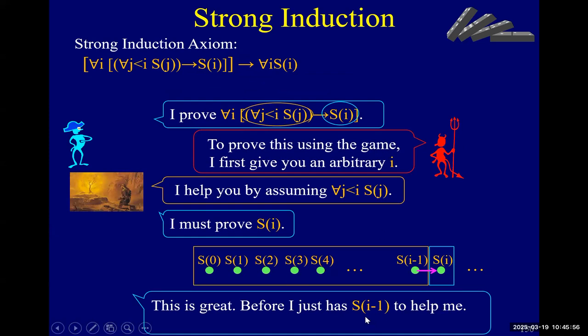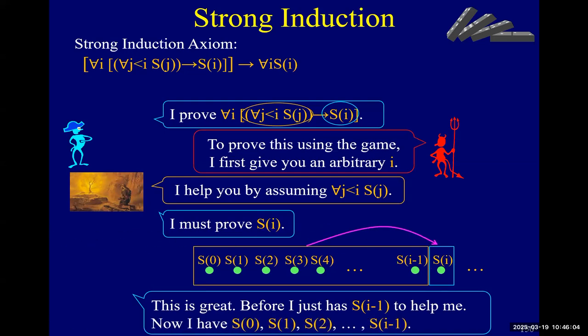The oracle is promising me S of I like she was before, right? But she's a really nice oracle this time. She will promise me everything smaller than I, right? Does that make sense? And so it's only going to make my life easier, right? Before she was only promising me an S of I minus 1. Now she's promising me all the previous guys, right? Everybody get that?